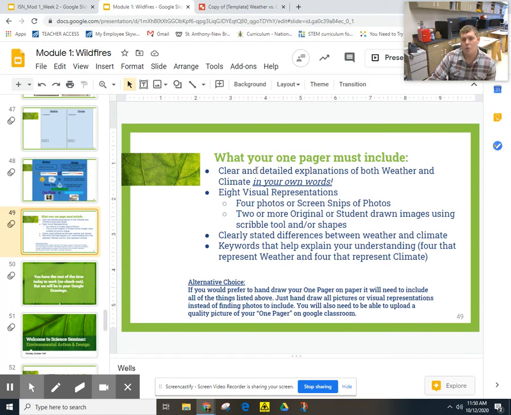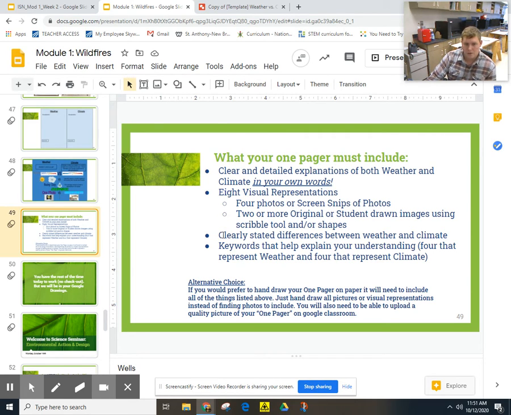The things your one-pager must include: clear and detailed explanations of both weather and climate in your own words. That is key, in your own words. We don't want to see other people's work about weather and climate. We want to hear what you think about weather and climate. You need 8 visual representations, 4 photos from screen snips or photos, 2 or more original or student-drawn images using Scribble tool and/or shapes within the Google Draw that you'll be using.